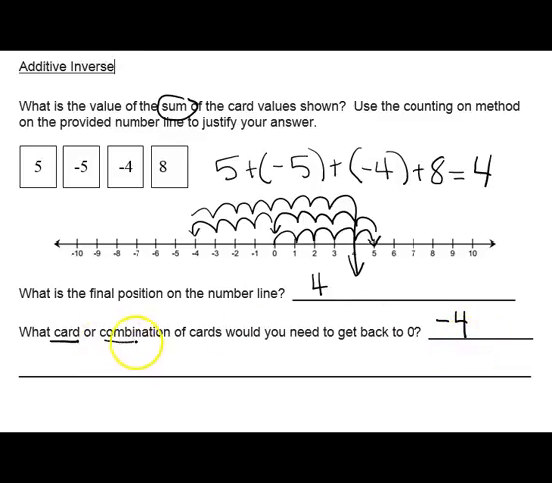But if you did a combination of cards, that means 2 or more cards, I would need a sum of negative 4. So you could have had negative 1 and negative 3, or another example would be negative 2 and negative 2. You might have had many other examples, and if you did, go ahead and share that with me in class tomorrow.